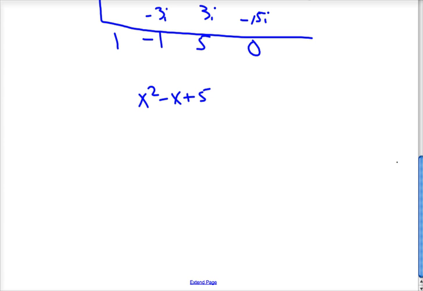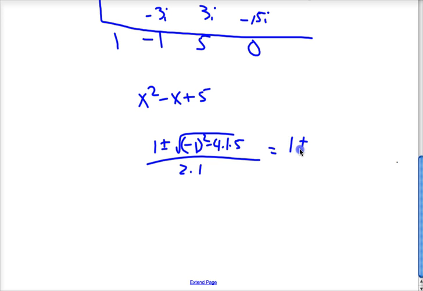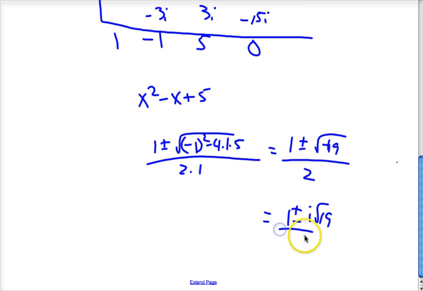You've got 2 choices. You could either complete the square, which I wouldn't advise, or use the quadratic formula. x equals negative b plus or minus the square root of b squared minus 4 times a times c, all over 2a. 1 plus or minus, the discriminant would be 1 minus 20, negative 19, all over 2. Simplify. 1 plus or minus i root 19 all over 2.